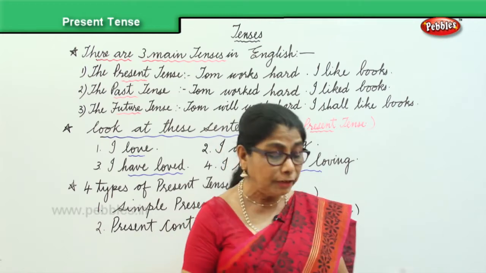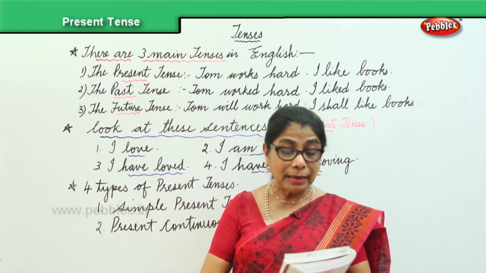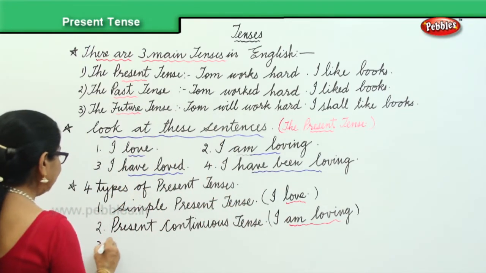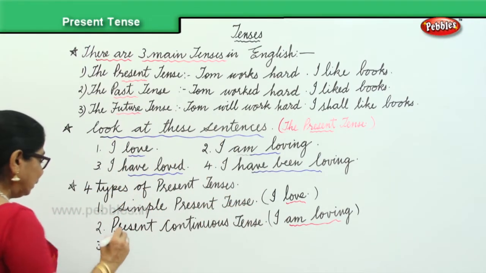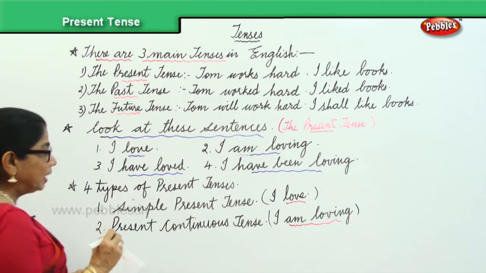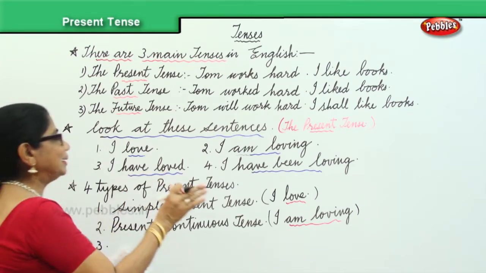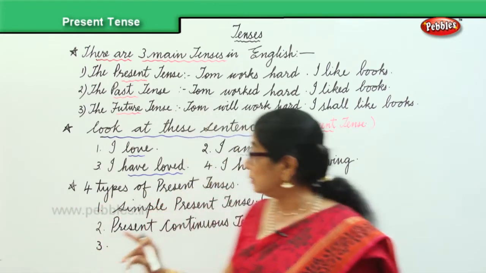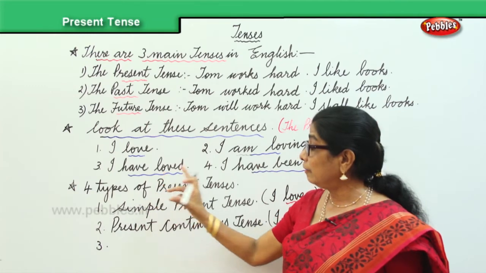Now, the third form is the present perfect tense. Let's look at the third form, the third type, that is the present perfect tense. Now, let's look at the third sentence. I have loved. In the third sentence, I have loved.